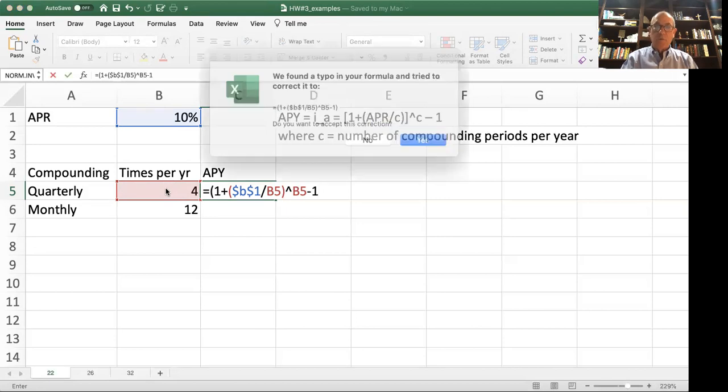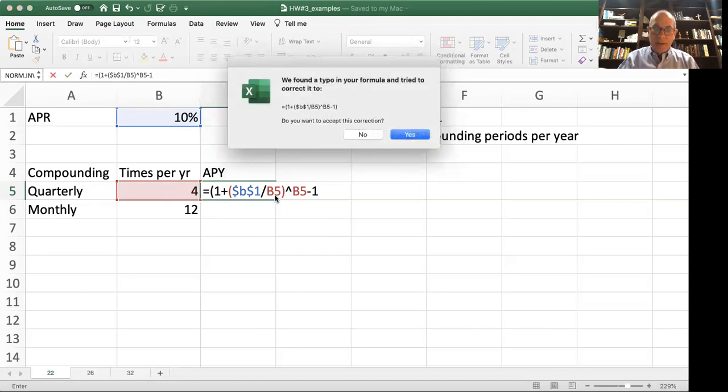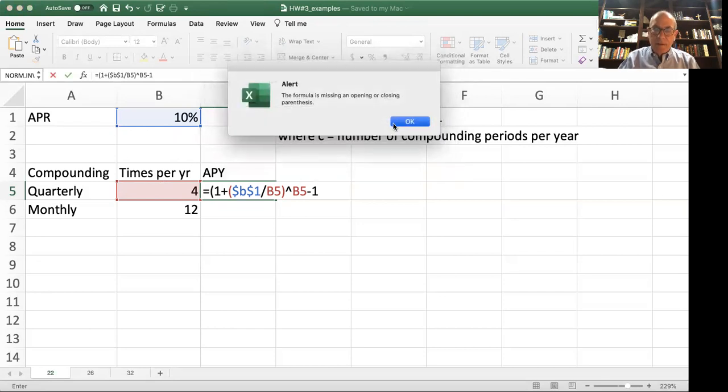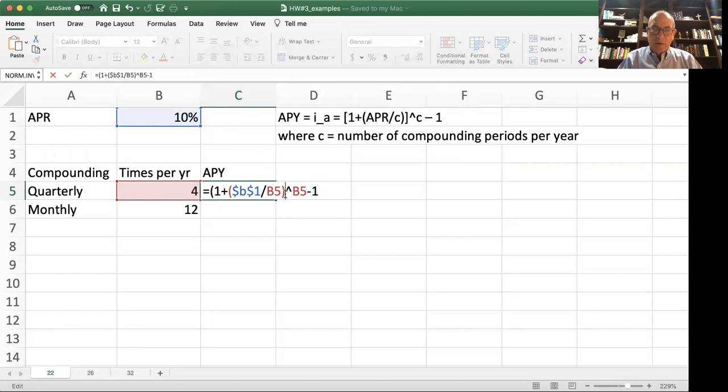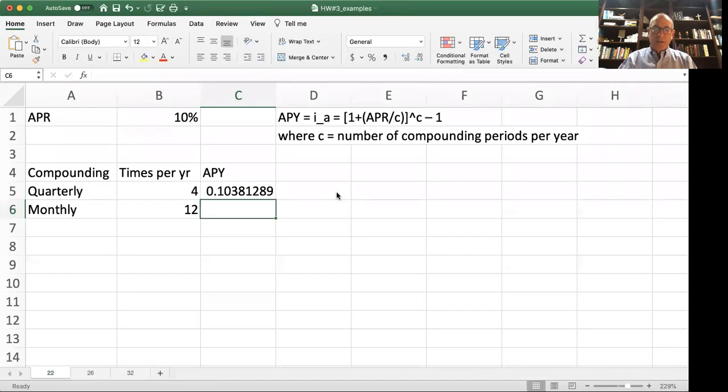That should be 10.38%. Oh, I've got a typo. I left off a parenthesis, and I want it right there. My apologies. I need to close this inside, and then I need to close this outside one that contains the 1 plus. There we go. That should work. And there it is in decimal form. If I go up and change this to percent, and then give it some decimals, 10.38%.